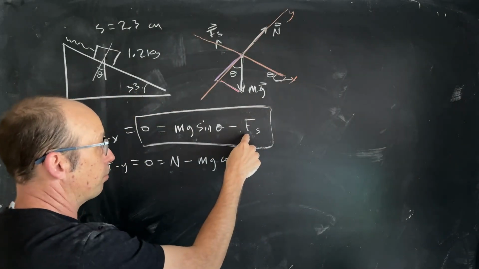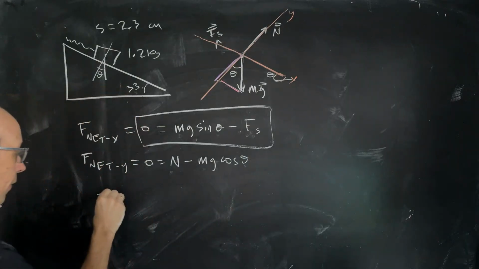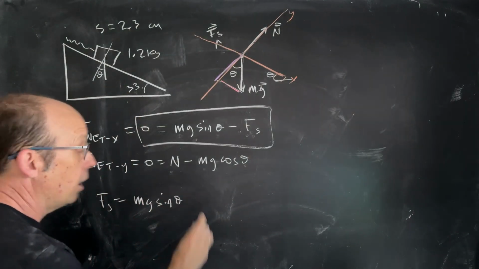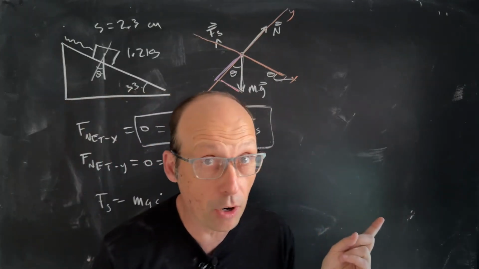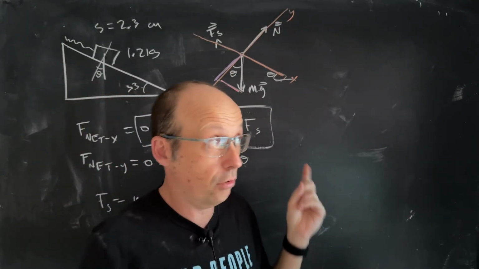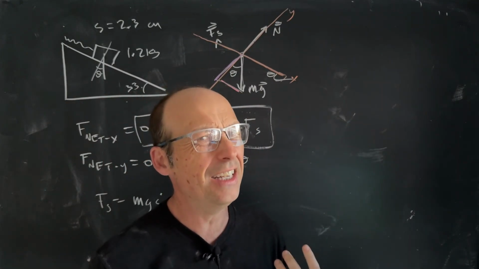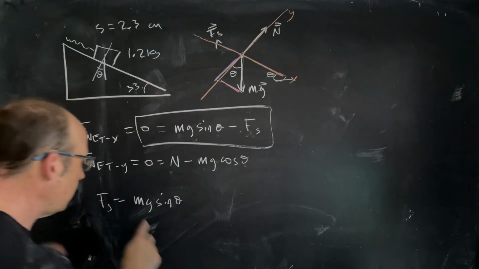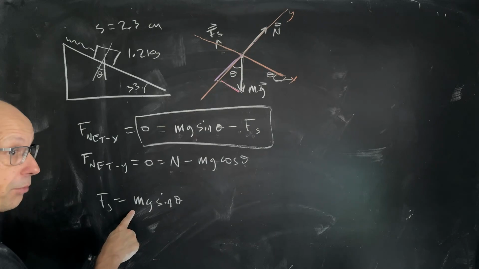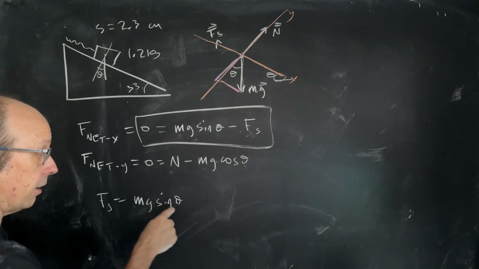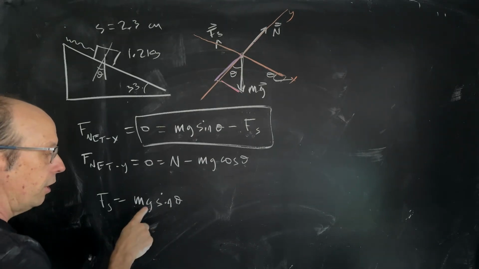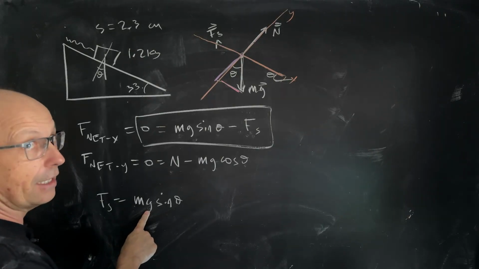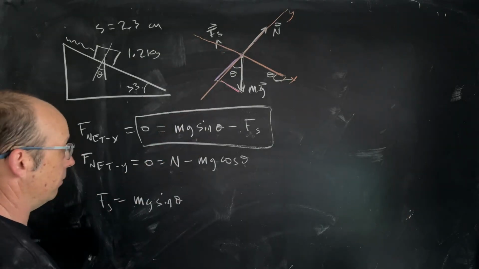I can just add the spring force to both sides, and I get Fs is going to be mg sine theta. Notice that I have not put any numerical values in yet. You could put them in, but it's a lot easier just to wait until the very end to put your numerical values in. So I can find the spring force. I know m, I know g, I know sine theta. And remember, g is the magnitude of the gravitational field. It's not negative. We've already taken into account the negative by drawing that down.